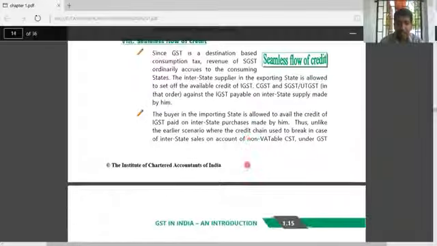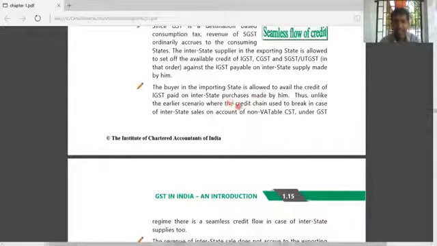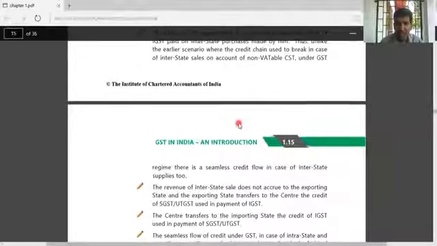Now, the buyer in the importing state is allowed to avail the credit of IGST paid on interstate purchases made by him. Thus, unlike the earlier scenario where the credit chain used to break in case of interstate sales on account of non-vatable CST, under the GST regime there is a seamless flow of credit.